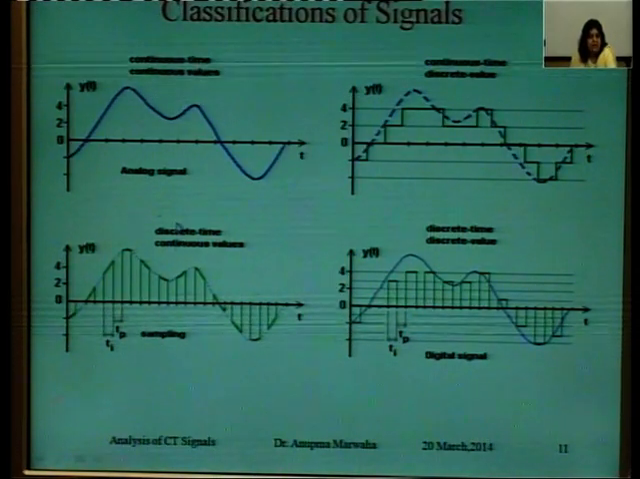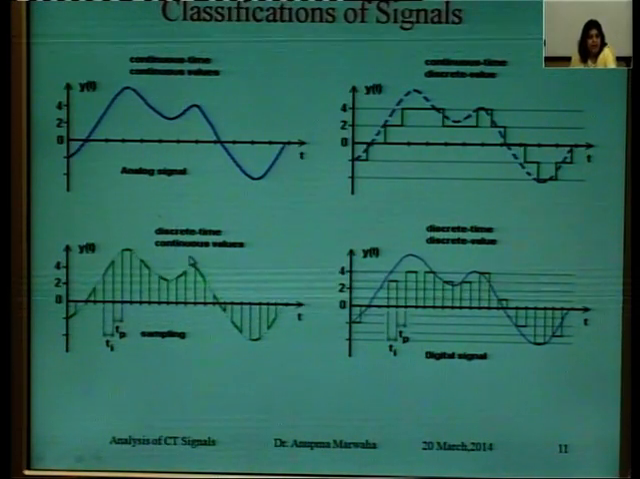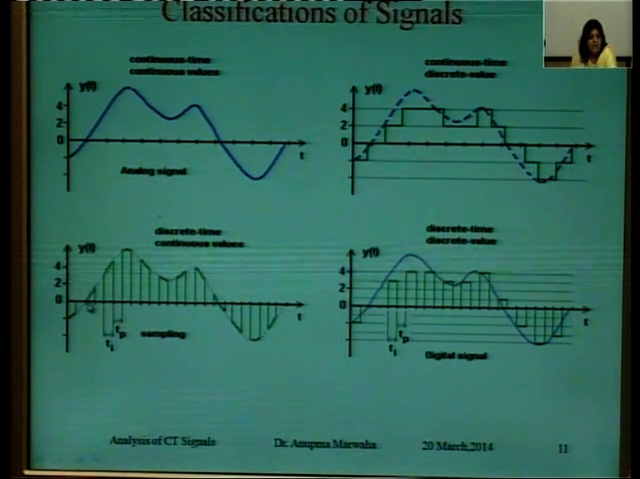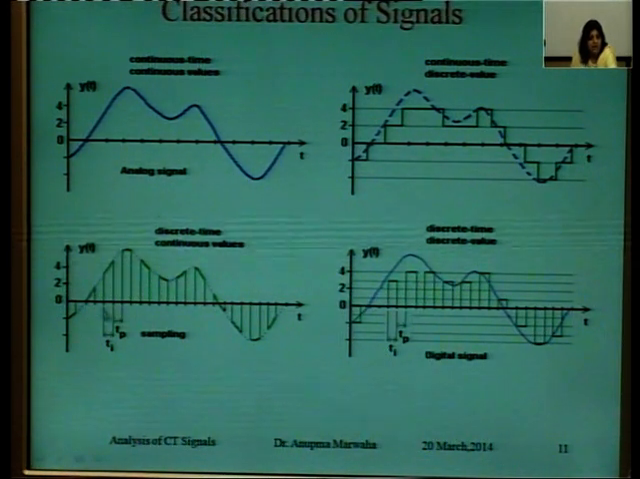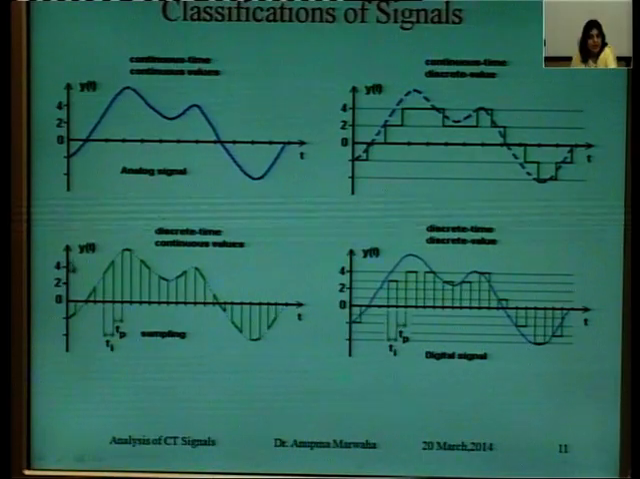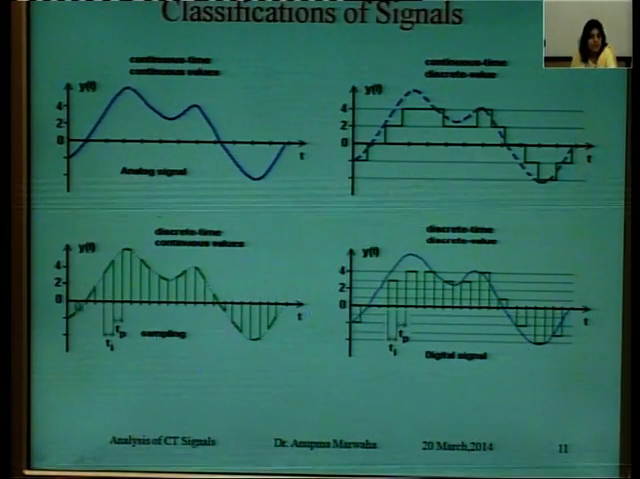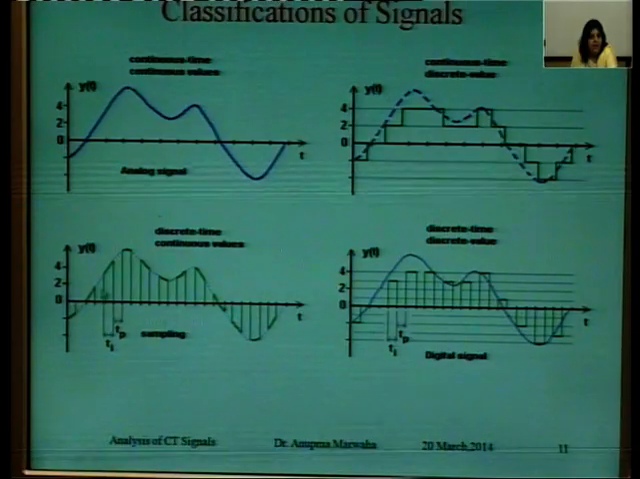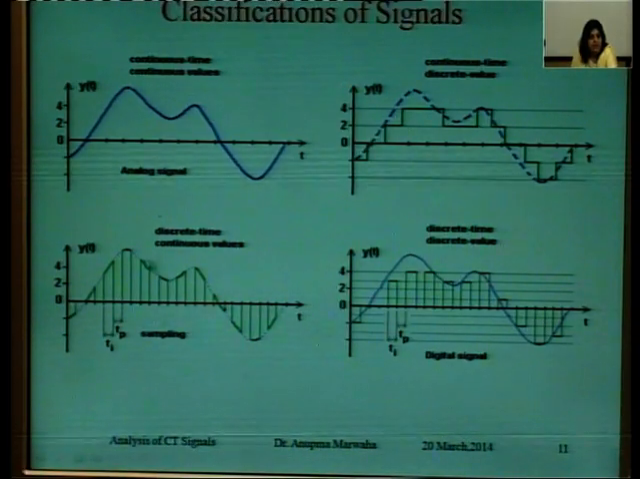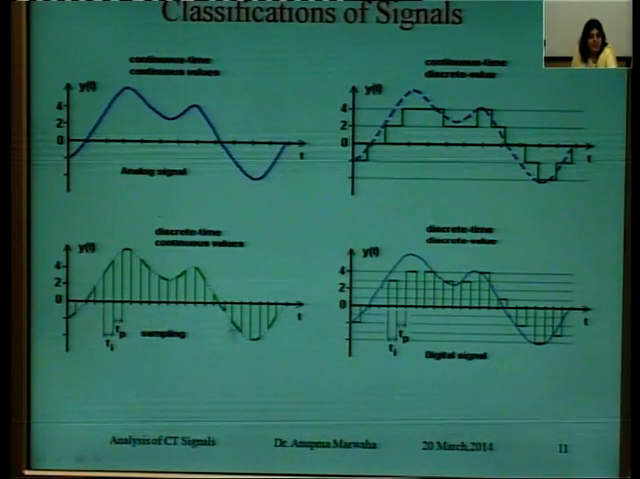The next combination is we can have discrete time and continuous valued signal, that is, if it is defined at discrete intervals of time, but it is continuous on the y axis, that means on the y axis it can take on infinite number of values. So, this is the example of a sampled signal.